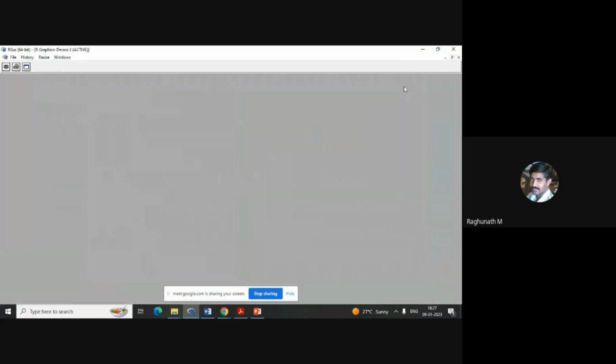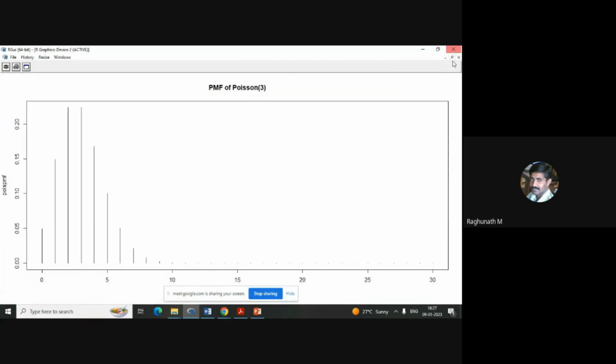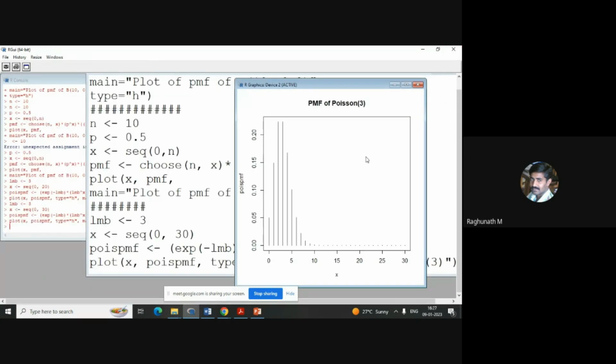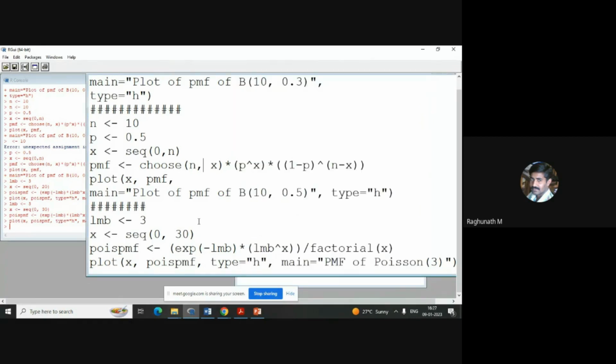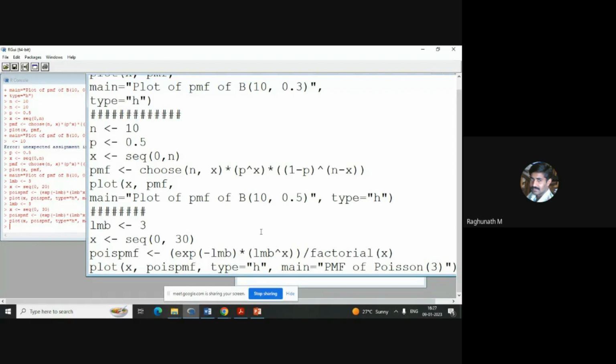So you can look into the plot of Poisson. You can take different values for the lambda and plot yourself, and you can get convinced how the graph will look. Okay. So this is about the Poisson distribution. And next one is the geometric.